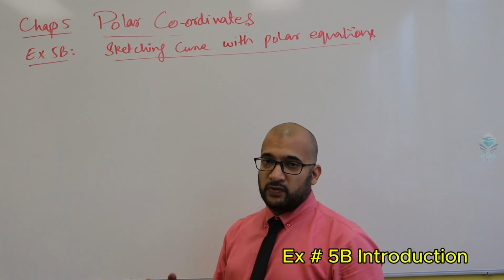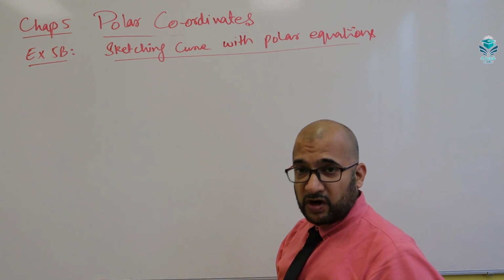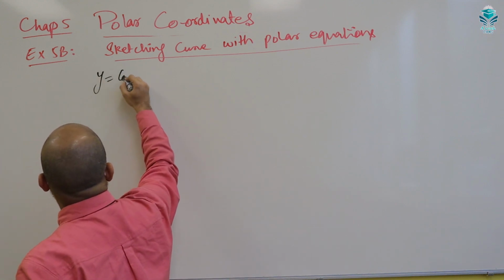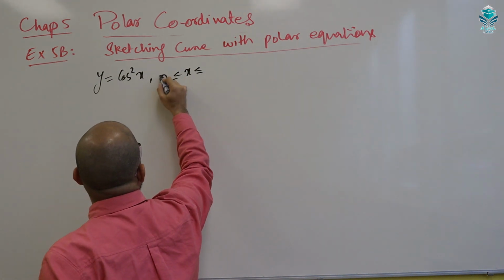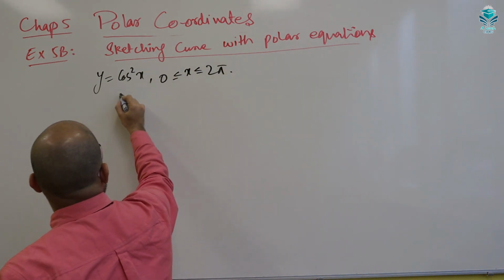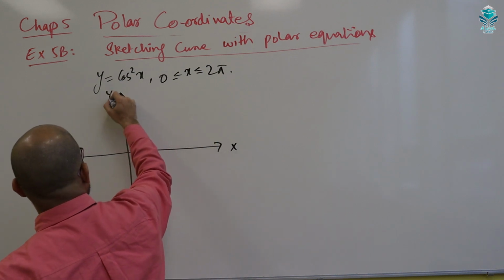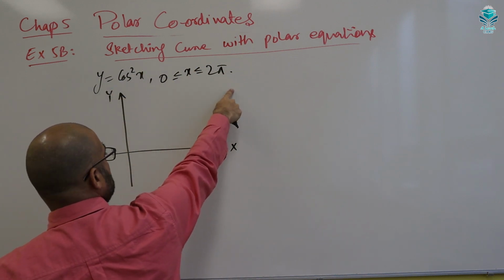In this lecture we will learn how we plot the polar curve. So students, for example, let's say we have a curve y equals cos squared x, and x lies between 0 to 2 pi. So in the coordinate plane you can see that cos squared is always positive for any value between 0 to 2 pi.